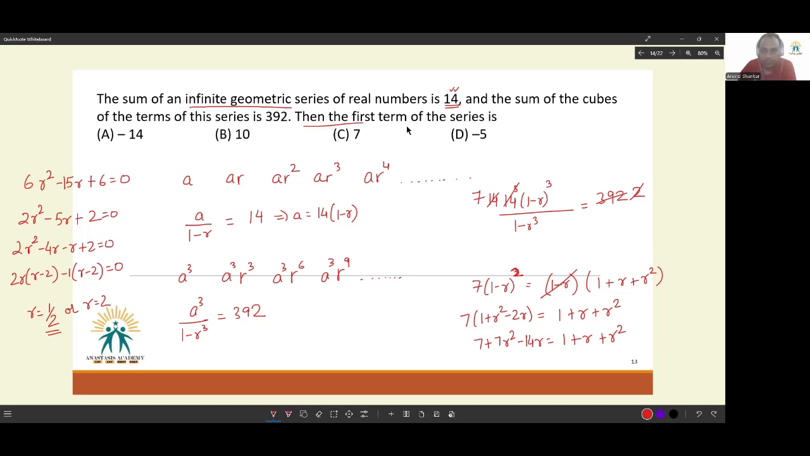Finally, the question asks me for the first term of the series. So I'll have a is equal to 15 into half, which will be equal to 7, or the answer to the question will be option C. Okay, let's go.